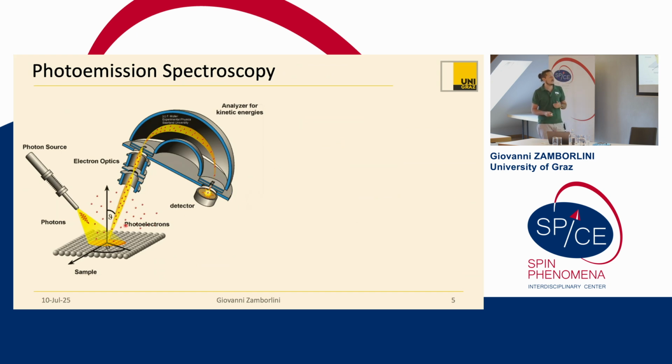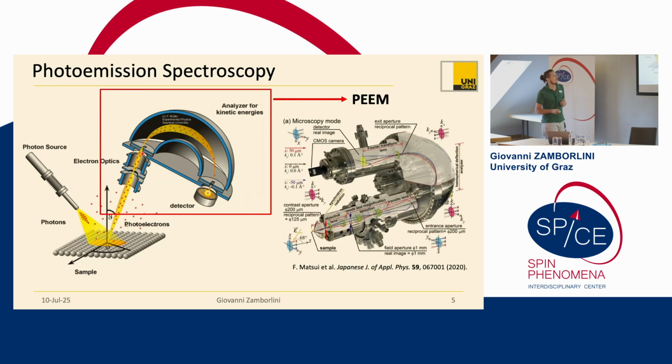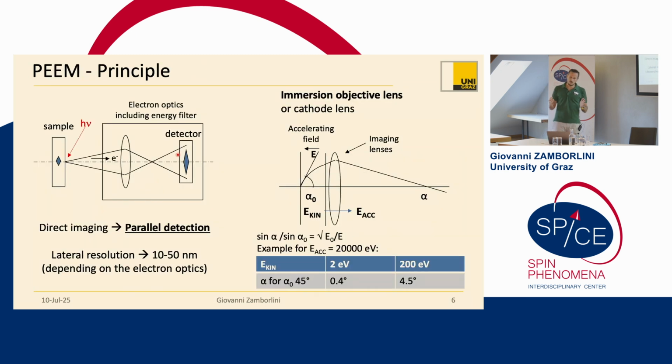We have a photon source. We excite our photoelectrons, then they reach our detector. And what makes PEEM special is actually this part here. Here I just put a sketch of how complicated it is, because this is not a standard hemispherical analyzer, but there are some tricks to make it a bit more efficient. Because in PEEM, we don't simply collect electrons, we also accelerate them.